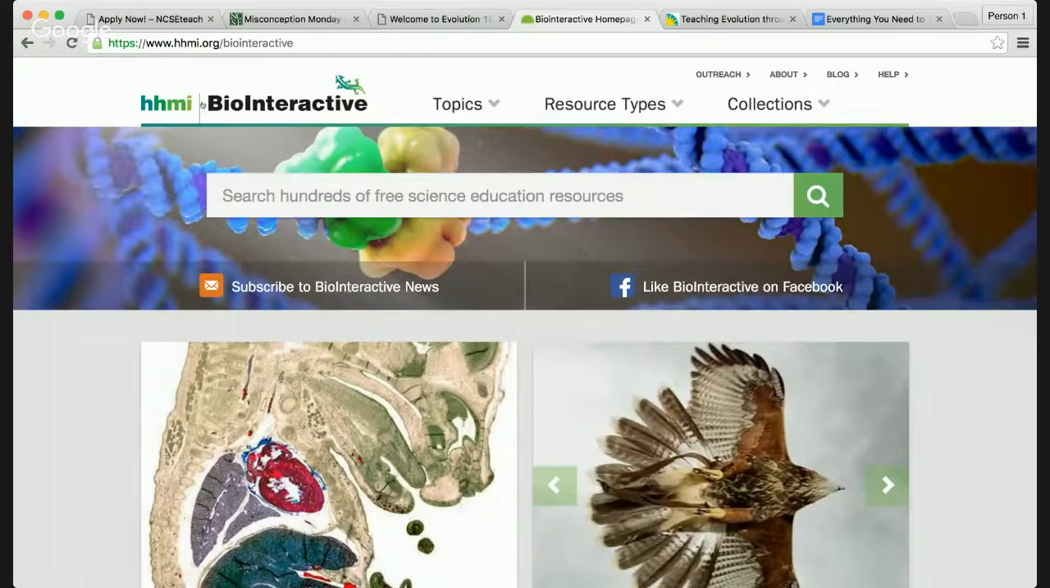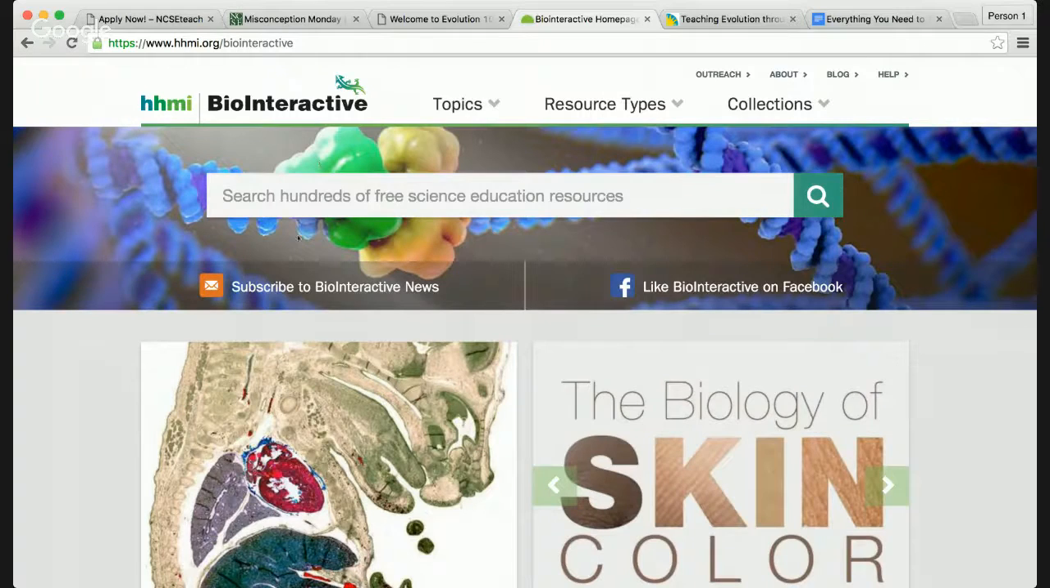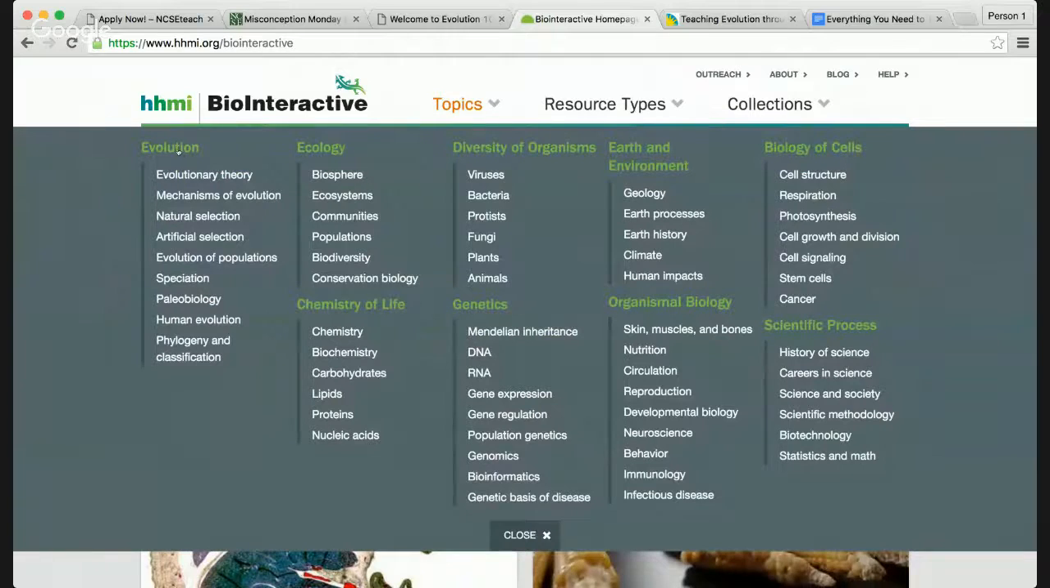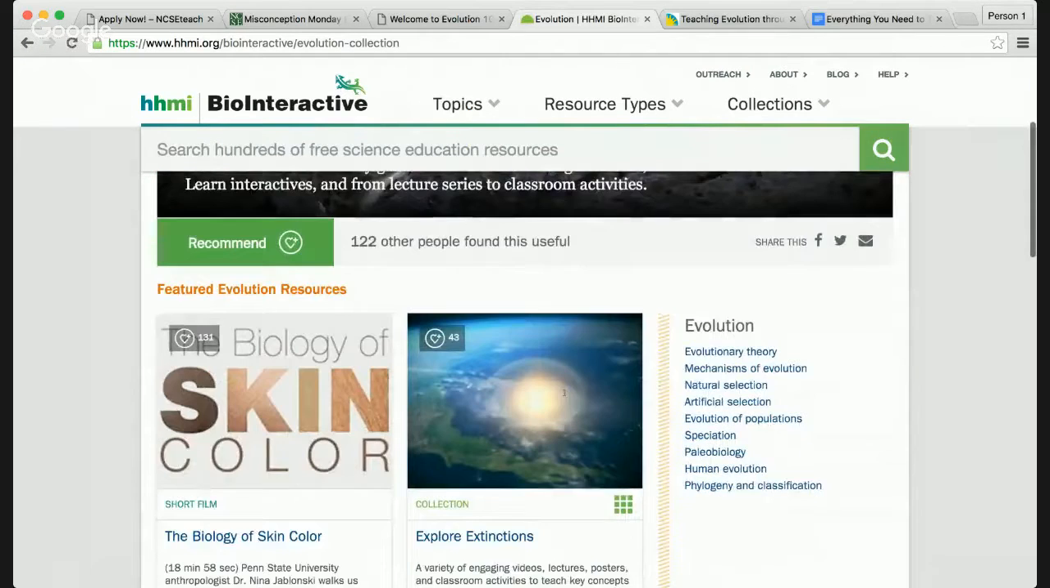They give stuff away just like NOVA does. I love working for people who give things away to teachers, especially when it's stuff of the highest quality, like NOVA and HHMI's is. This is an incredible collection of resources, all completely free and available to you. You can search in a number of different ways. If you go to topics, the website can actually be a little overwhelming, so I recommend that you spend some time exploring. But here are all the evolution resources.